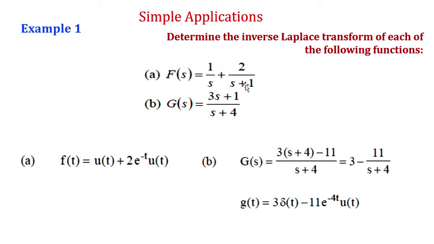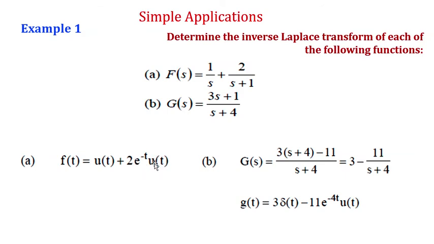How about 2 over s plus 1? So it's also like 1 over s with two differences. First, it's multiplied by 2. Second, it's shifted in the frequency side. The shift in the frequency was multiplication by e to the power of minus t in the time domain. And this multiplication by 2 is also like a linearity. So the answer is going to be 2 e to the power of minus t u of t.